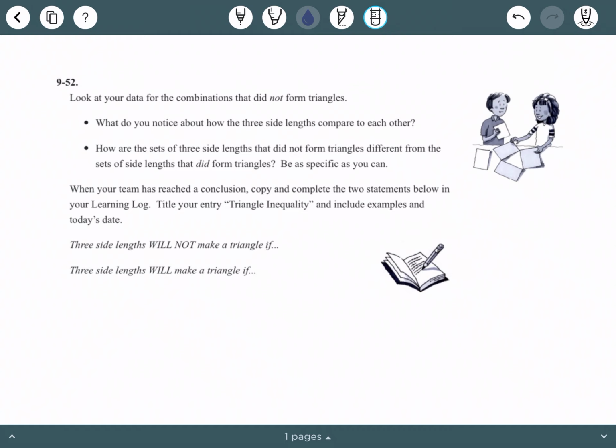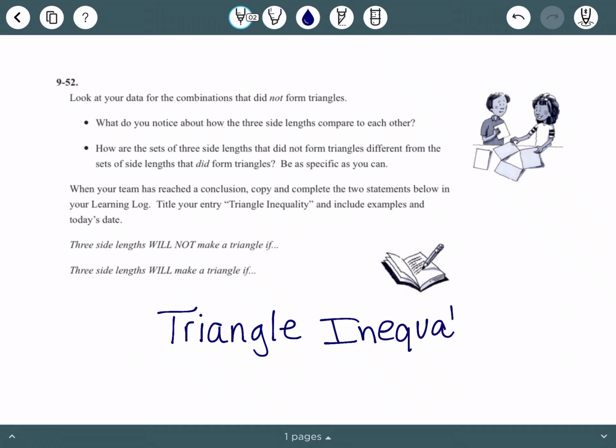So what you need to do first of all is, on your paper that you're going to be taking a photo of to submit, for this question, you could just do it on that paper. That paper is fine. You're going to title this section Triangle Inequality. And it says to put today's date as well. So we're going to say 6/20.